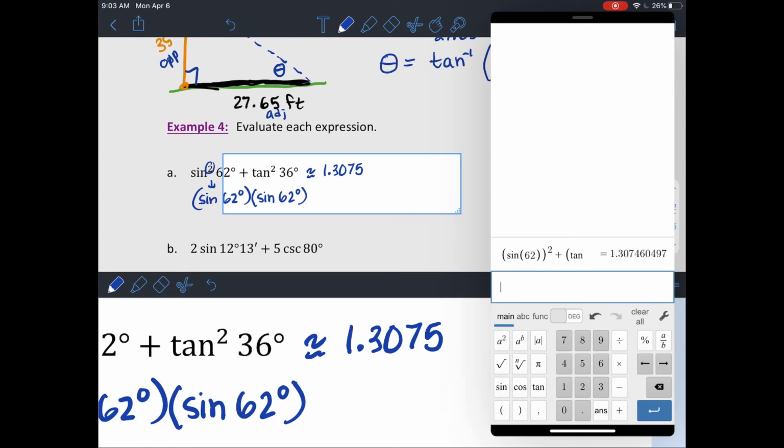If you're using Desmos, you can also just type sine and then go back and hit the little squared button, and then tangent and delete the parentheses and do the little squared button, because it's a little bit fancier, and that'll get you the same value.